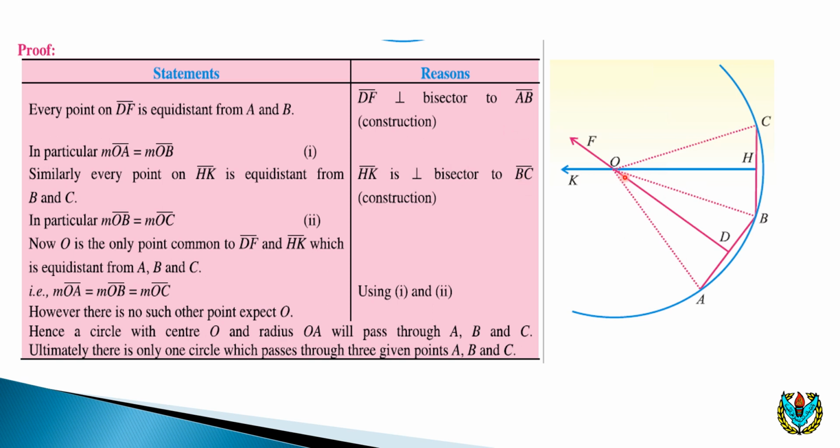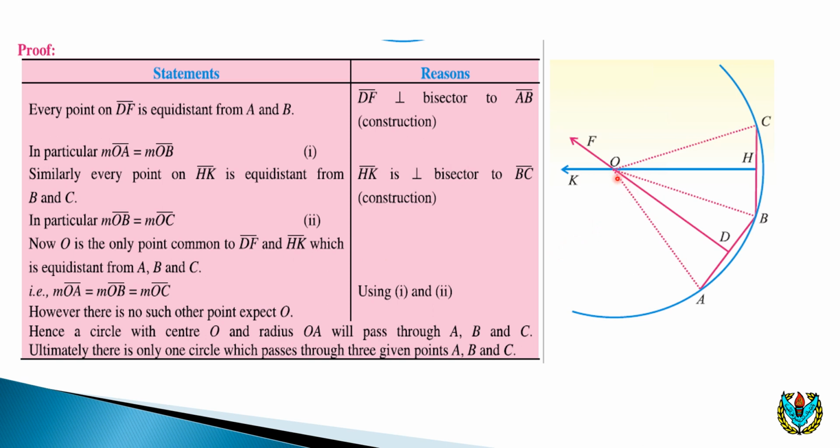O is the point where both the right bisectors meet each other. So O is a point which is common on both the right bisectors DF and HK. O is having the same distance from A, B, and C. These three non-collinear points have equal distance from point O, which is the common point to both right bisectors DF and HK. Now it means O is the only point which is common on both right bisectors.